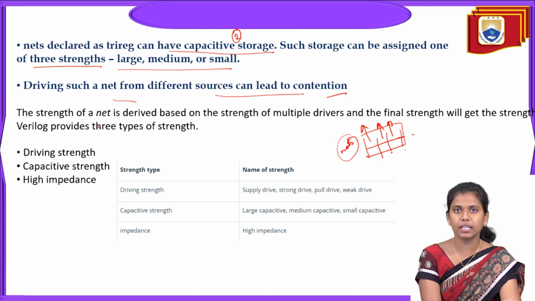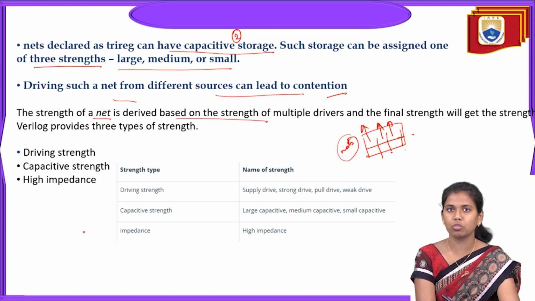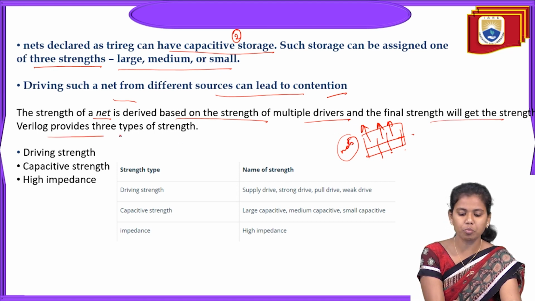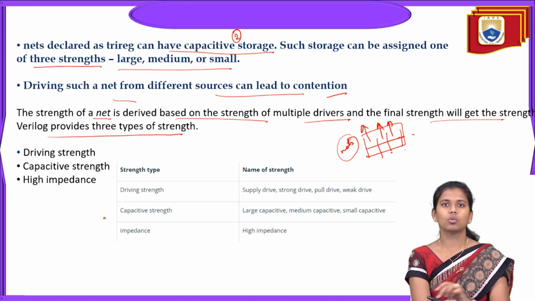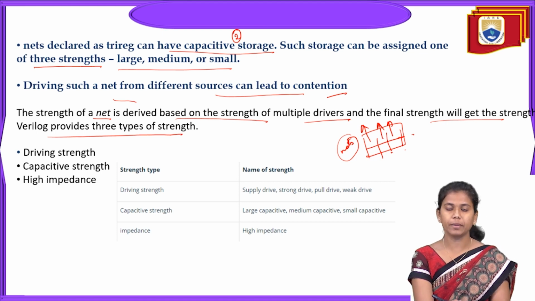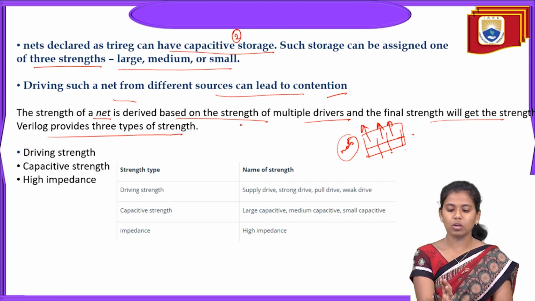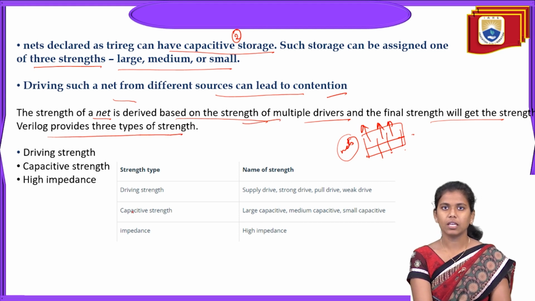The strength of a signal, the strength of a net, or the strength of a variable or a net is derived based on the strength of multiple drivers, and the final strength will get decided, where Verilog provides 3 types of strengths. So here the strength of a net is totally based on the strength of multiple drivers, isn't it?